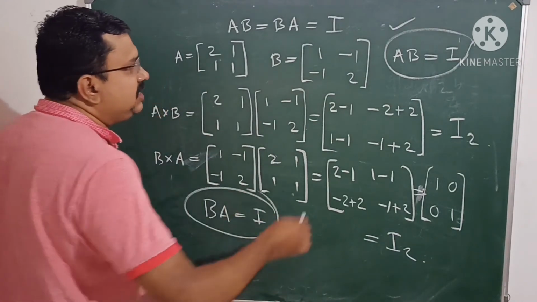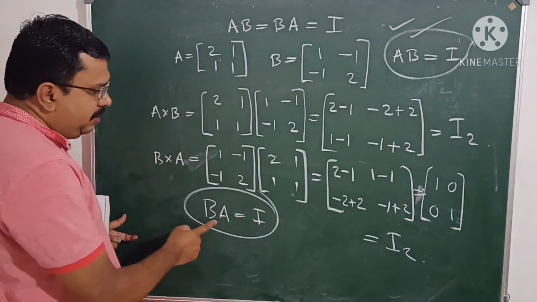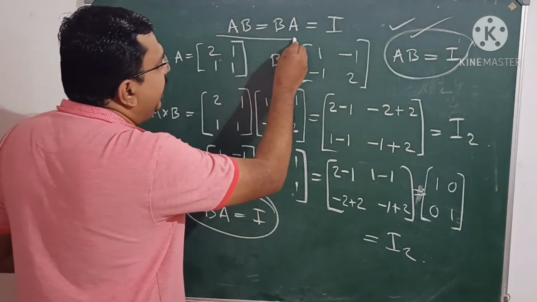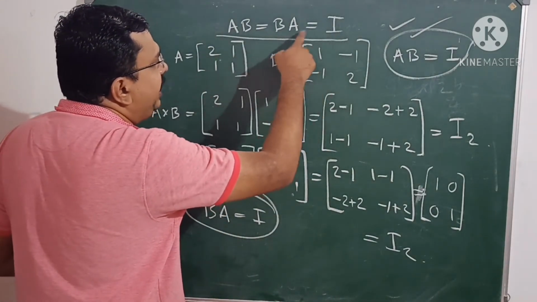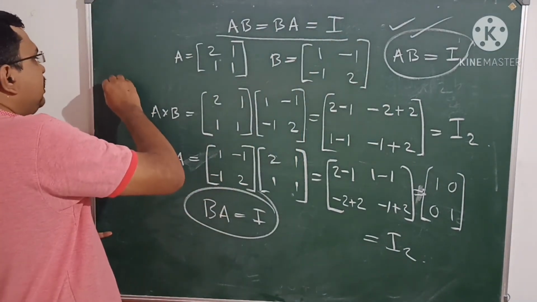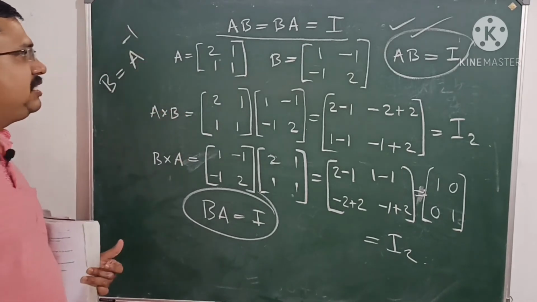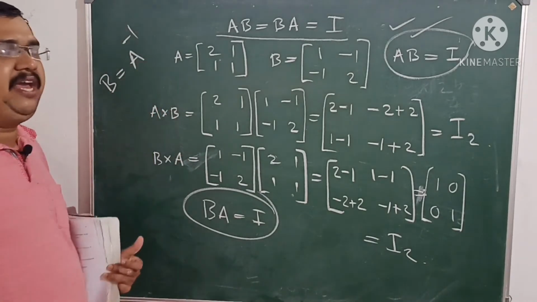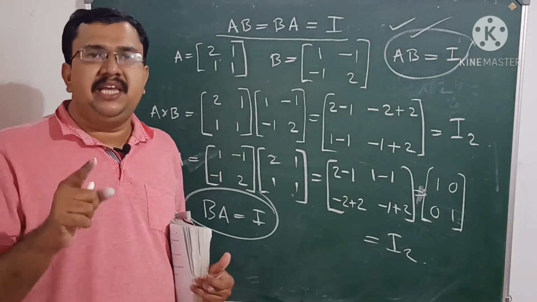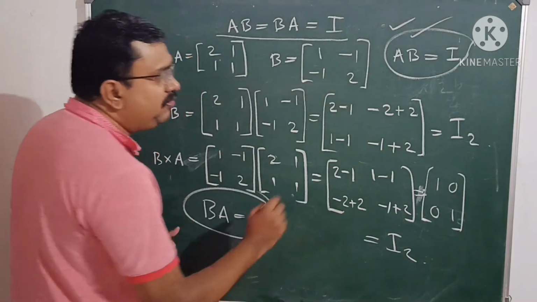Two conditions are satisfied. First, A into B equal to I. Second, B into A equal to I. Then our condition is AB equal to BA equal to I. Then we can say that B equal to A inverse. That is, the matrix A is invertible and the inverse of A is B. This is the best example for it.